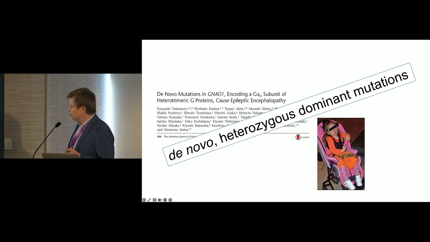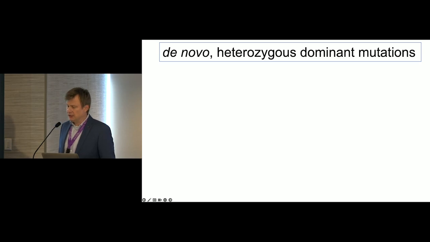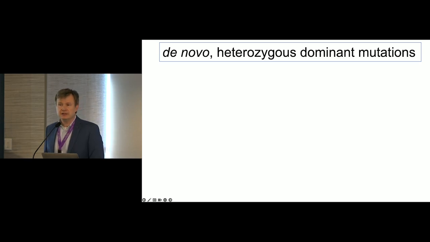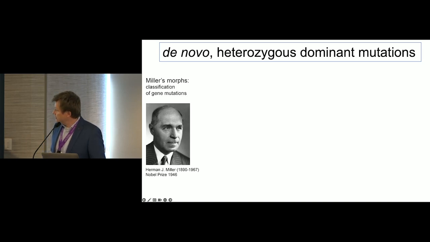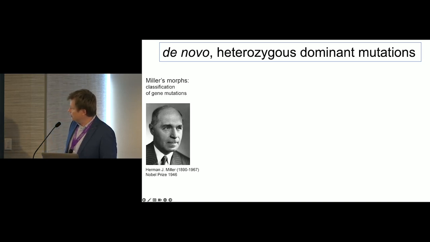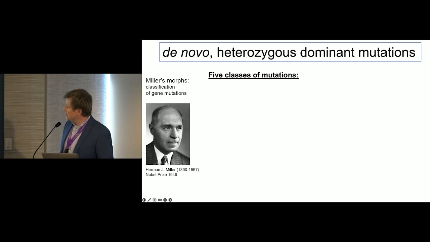So the first paper was published in 2013, and since then there are many more papers published. Basically what we know is that we are dealing with de novo, in most cases heterozygous dominant mutations. Well, actually, there are different types of heterozygous dominant mutations, or mutations in general. And this was introduced by Hermann Muller, who got the Nobel Prize for his pioneering work on genetics. And the mutations he identified are called morphs. So there are 5 classes of mutations or morphs.